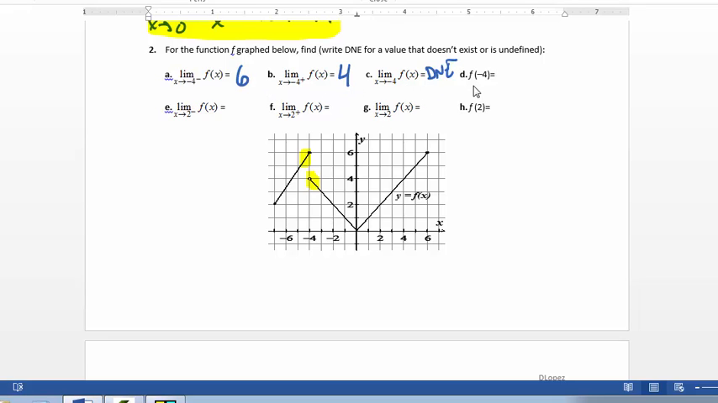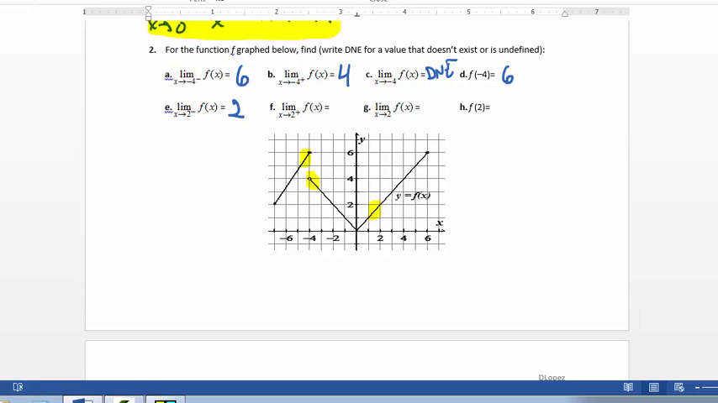Okay? And then they ask you for f of -4, which means what's the value of the function at -4? Well, just look for the closed circle, right? The closed circle is up here at 6, so f of -4 is 6. Okay? And then E says the limit as x approaches 2 from the left, so you're looking over here. What happens as you get close to 2 from the left side? You get close to 2. Y gets close to 2.